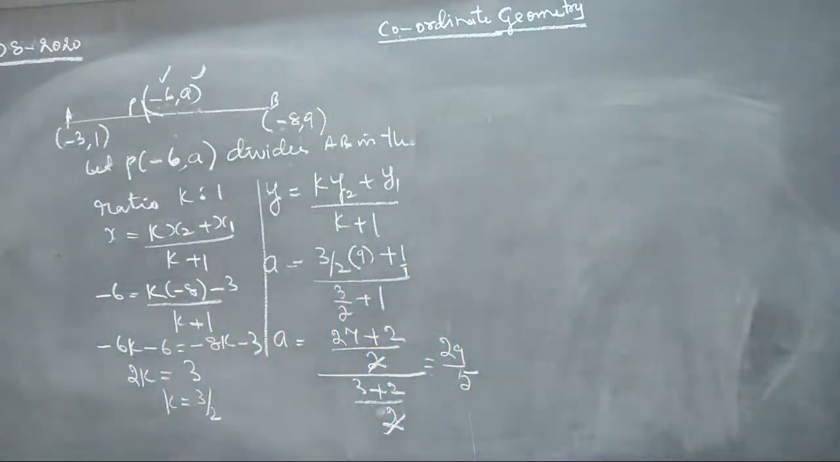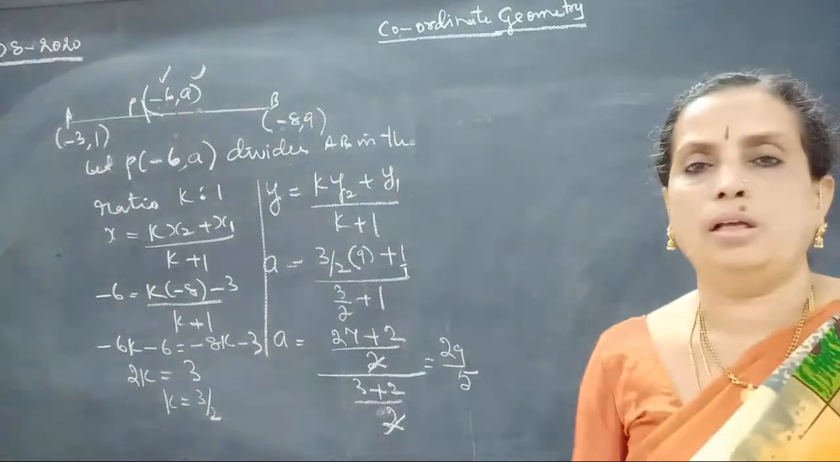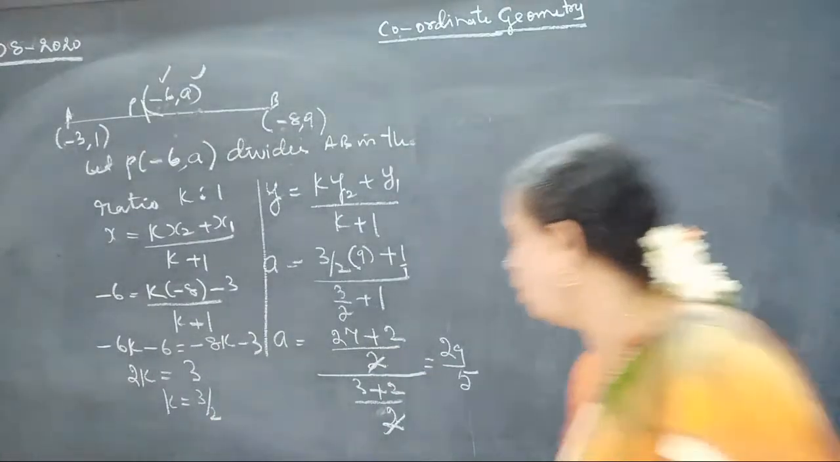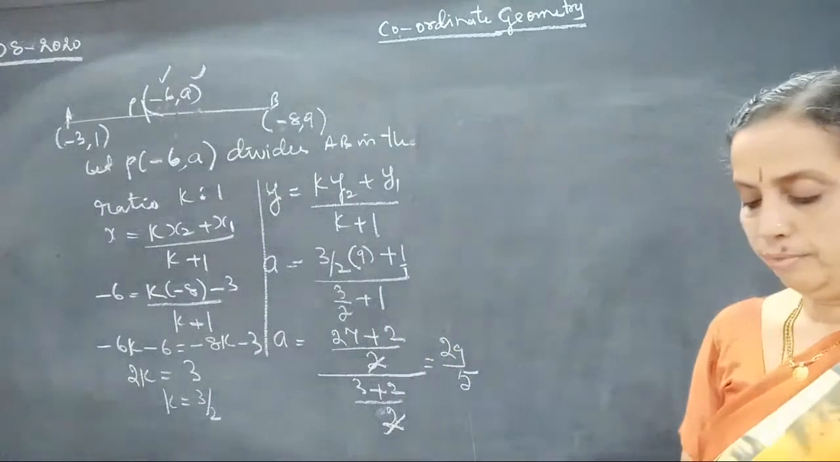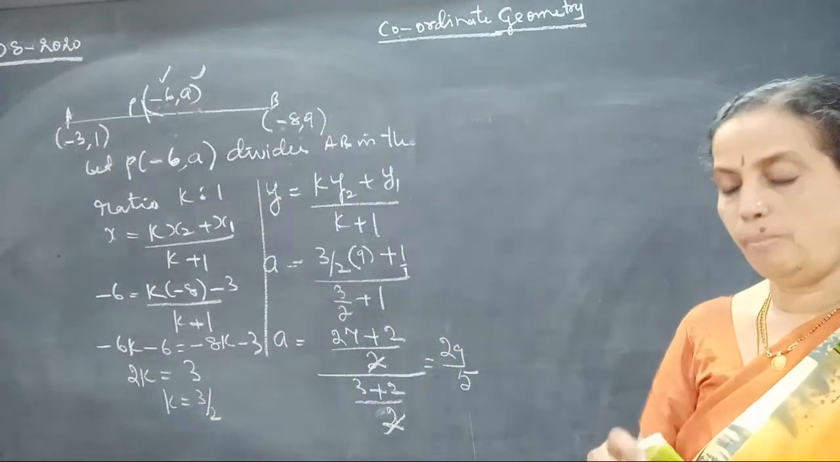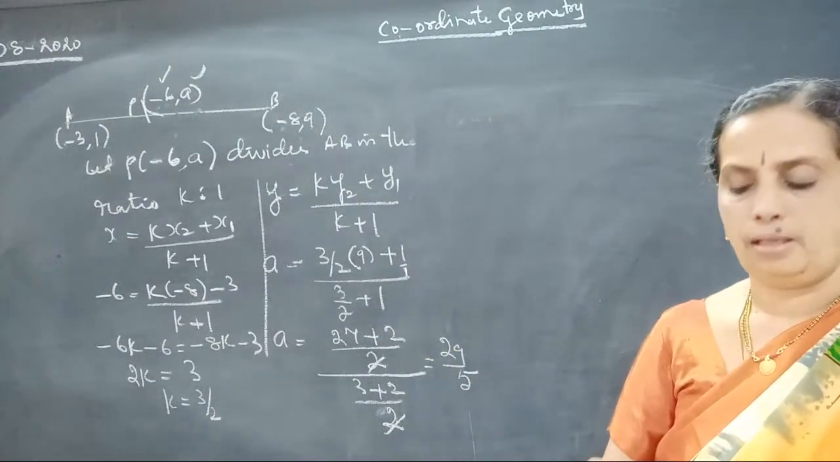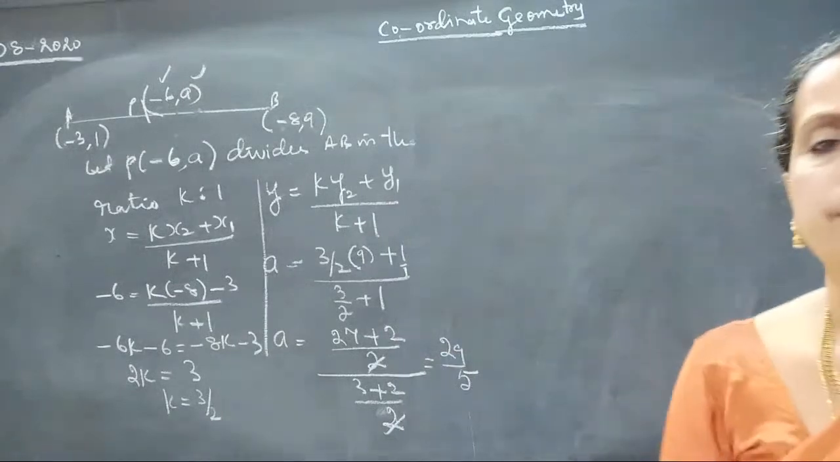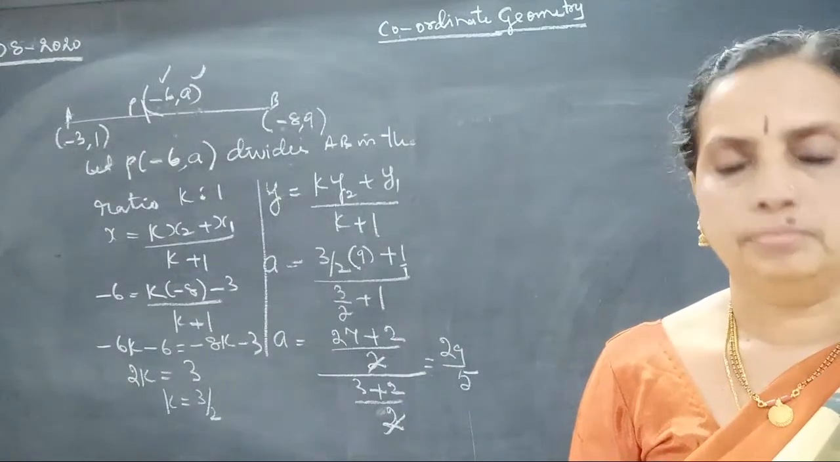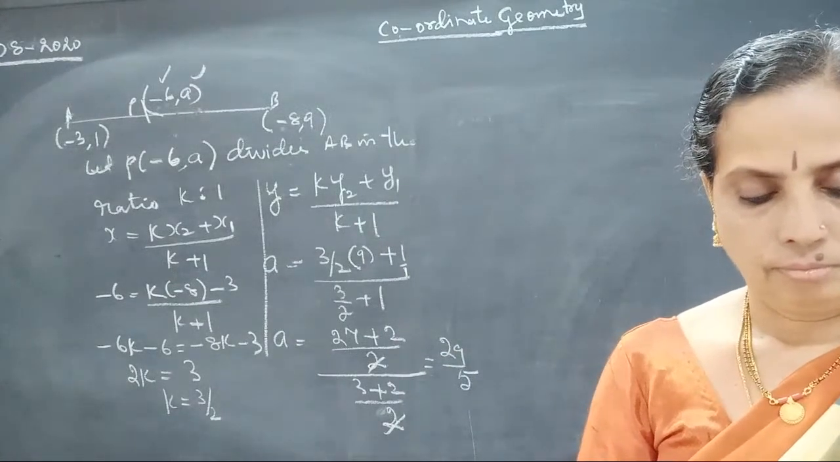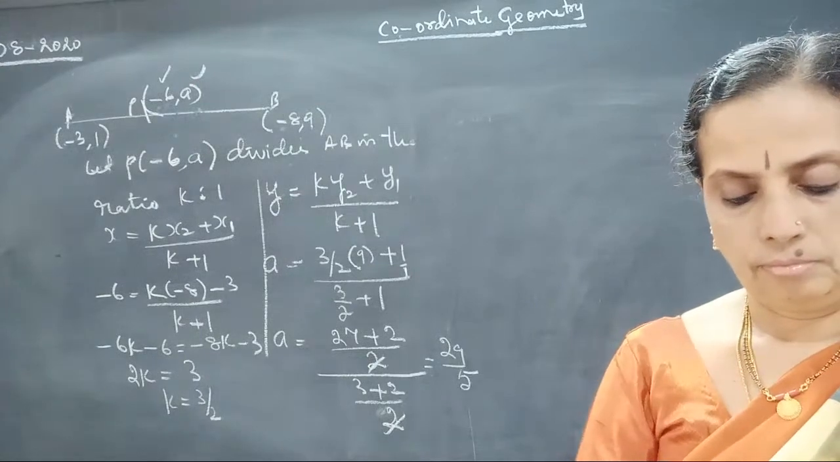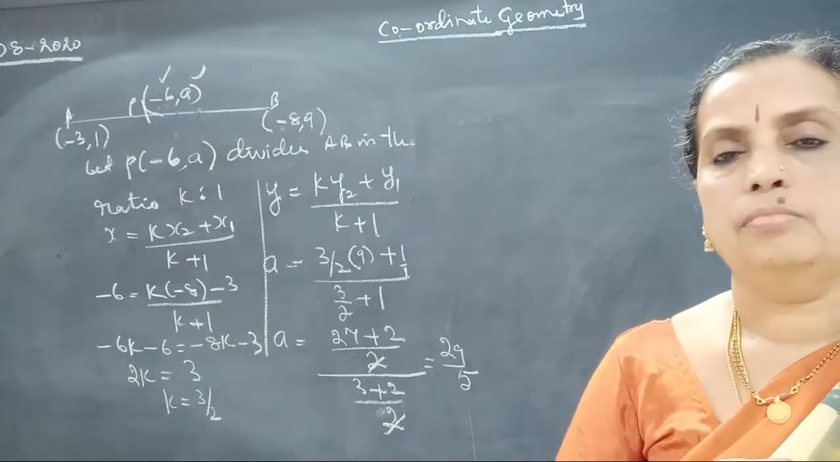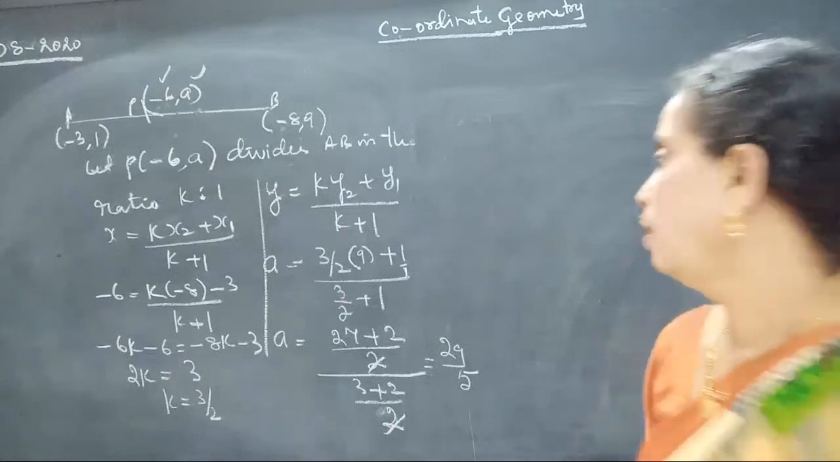Yes, 3 by 2 is the K value. Substituting that into the Y formula, you will get the value of A, that is 29 upon 5. Is it clear? Next question.